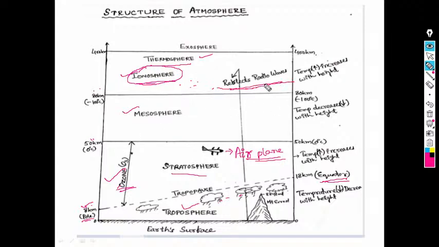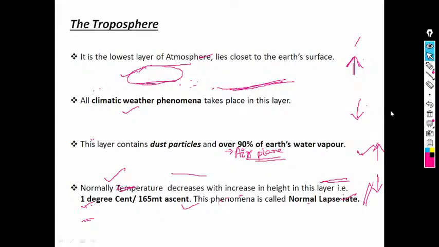Here see, in this layer radio waves reflect back. Then if you look here, the temperature decreases with height, then the temperature increases. It is one decrease, one increase, then decrease, then increase. This is an alternating band, right? We'll discuss them one by one.